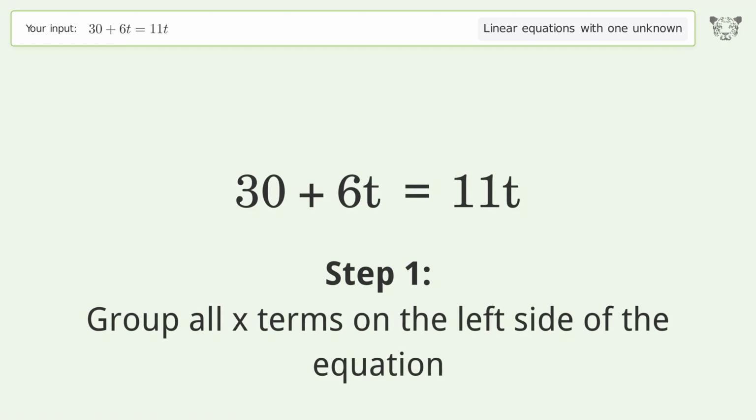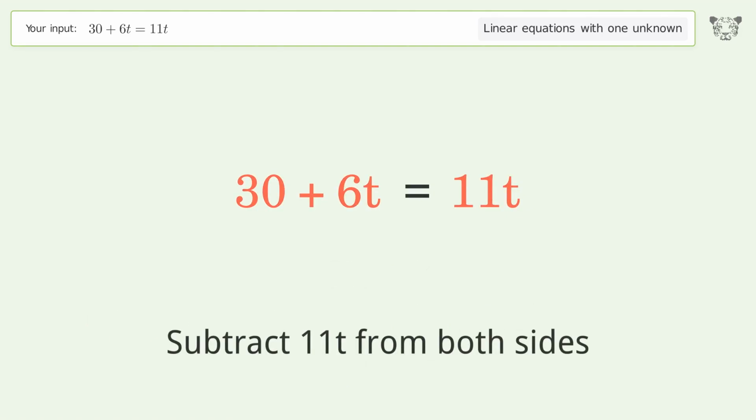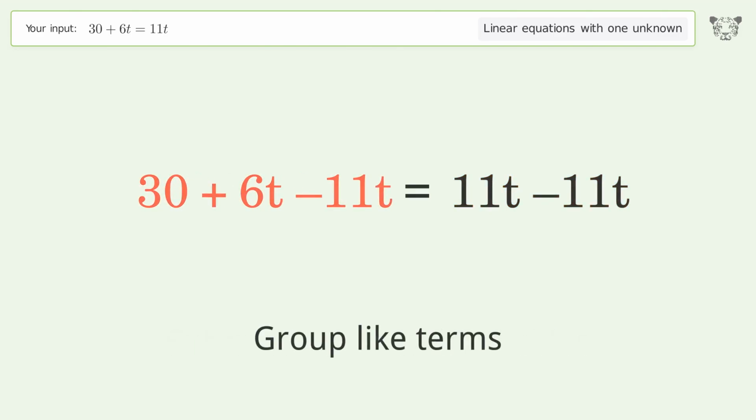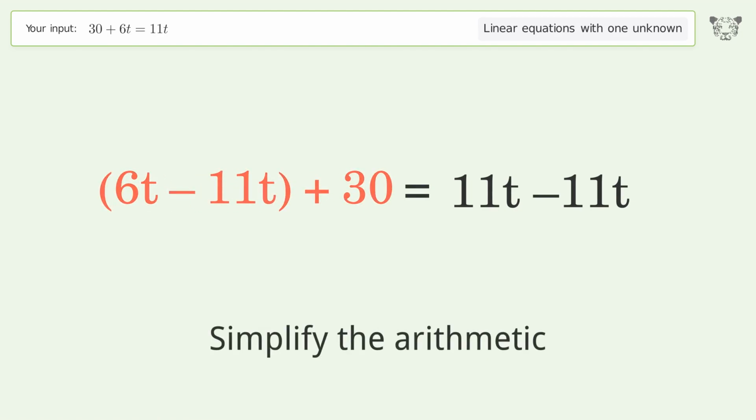Group all x terms on the left side of the equation. Subtract 11t from both sides. Group like terms. Simplify the arithmetic.